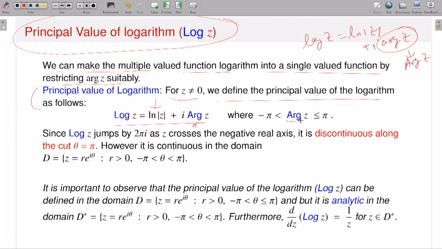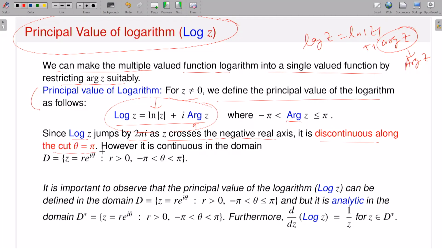I talked about how it is defined on the whole complex plane except 0, but it is not continuous on the whole complex plane. If I take out the negative real axis including the origin, it is actually continuous. Therefore from the small log function, I can define a single valued function, capital Log, as ln of mod z plus i capital Arg of z, where capital Arg is the principal argument. Then I said that since capital Arg of z jumps by 2 pi as z crosses the negative real axis, it is discontinuous along the curve theta equal to pi.